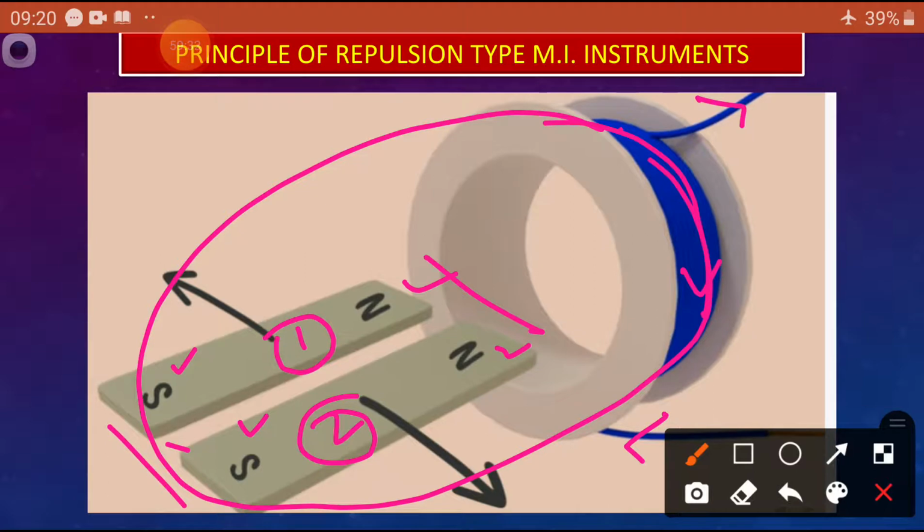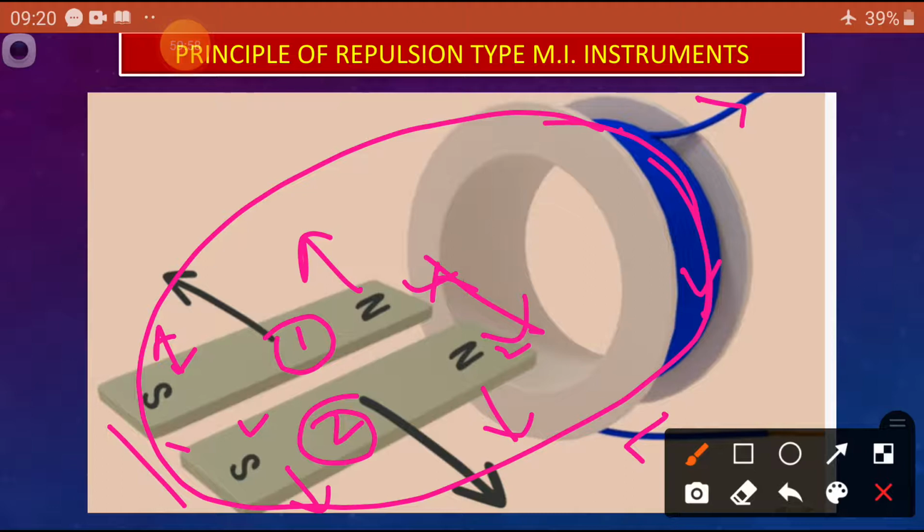During this process, like poles repel each other. So this pole tries to go in this direction, and this one goes in that direction at the same time. That means both repel each other. So, due to this, a repulsive force is developed.